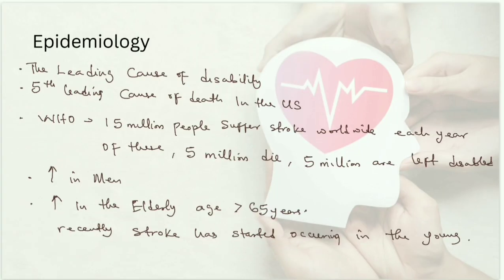Then the epidemiology. What do we know about stroke? In the United States, it is the leading cause of disability and the fifth leading cause of death. According to the WHO, about 15 million people suffer stroke worldwide each year. Of these 15 million, 5 million die and 5 million are left permanently disabled. It is more common in men than in women, and it is common in the elderly. However, like I said earlier, people of around 30, 40, you see them coming down with strokes these days.